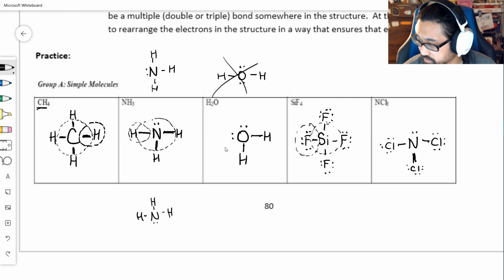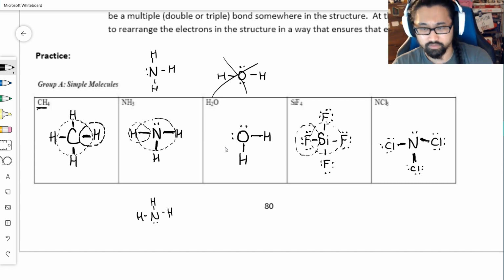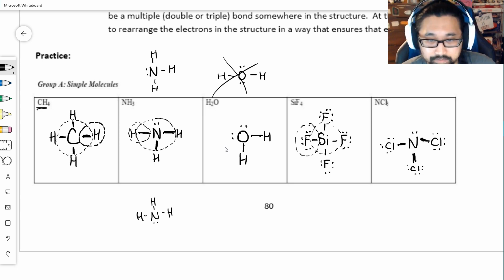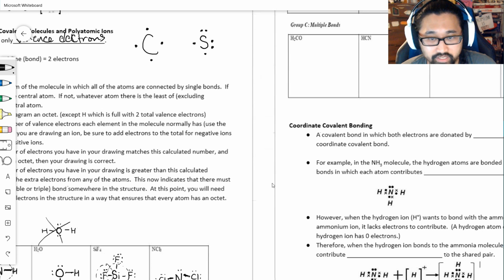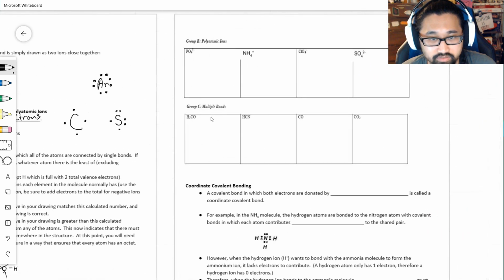But this is what NCl3 will look like. Right? I have the 3 chlorines and then a loose pair of electrons hanging out. All right. Now, the next thing I want is down here, group C, which talks about multiple bonds.